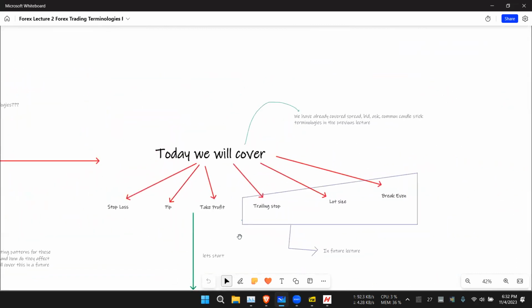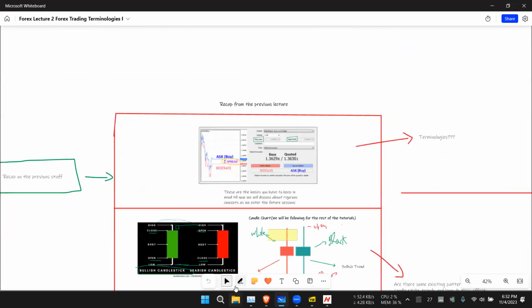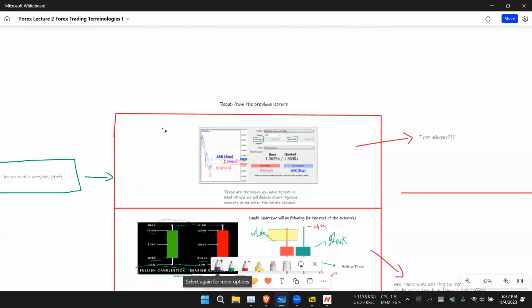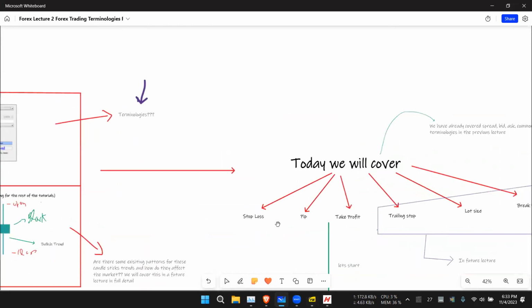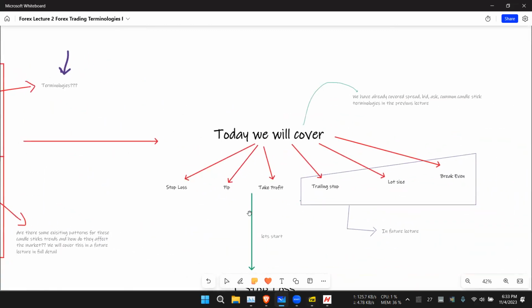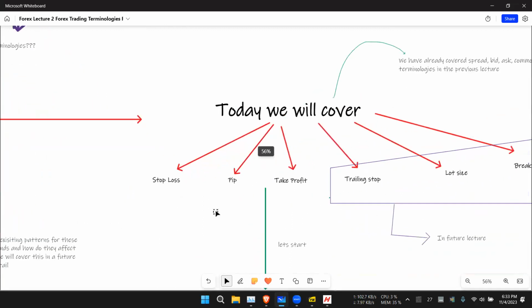What are we going to cover today? Basically, today we are going to cover this portion, the terminology part. Because there are a lot of terminologies in Forex, and we need to digest these terminologies bit by bit, so we can identify and use them for our own best trading practices, right?